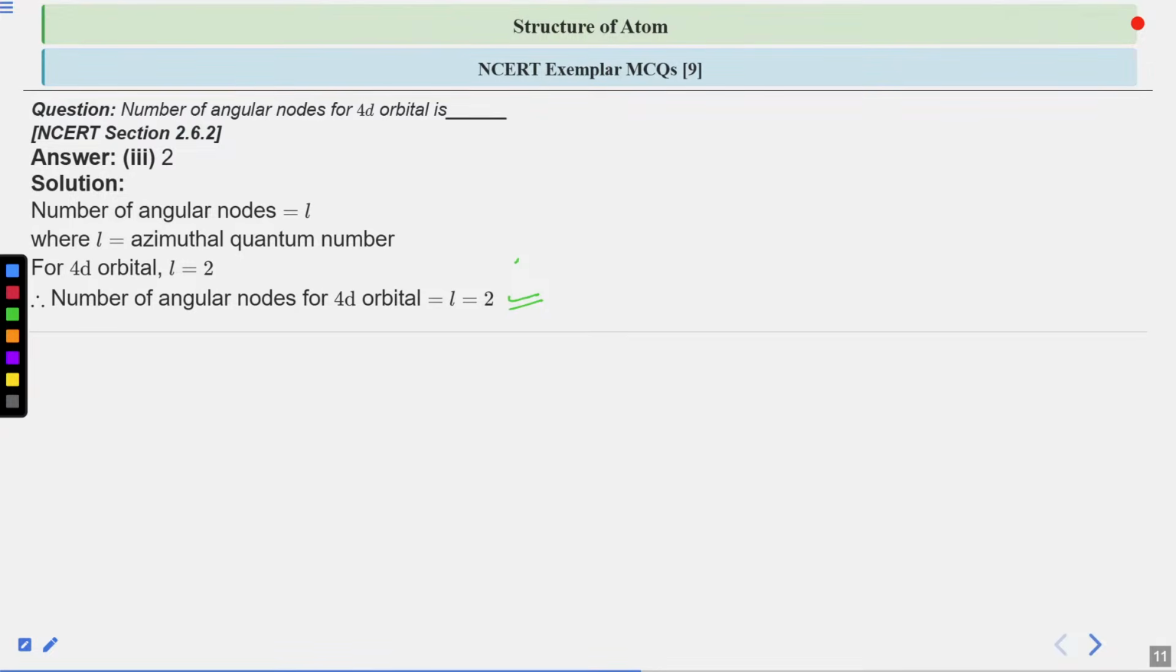Yes, we use the value of D. So for D, the value of L is 2, I guess. Therefore, we are taking the angular nodes as 2. Now moving on to the next question.